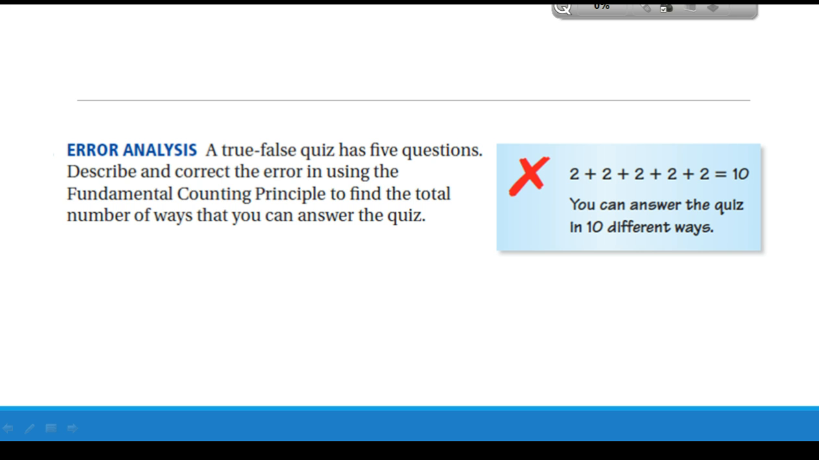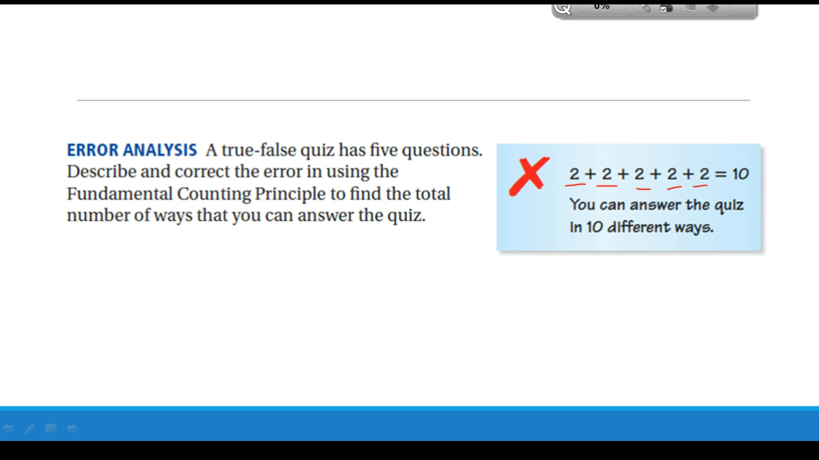Alright. So what's the deal here? What's the problem with this? So we have a true-false quiz, and it has 5 questions, so there's an error here. Well, that's right. For a true-false question, there's 2 choices, true or false. So all of these have 2 choices. That's good. And let's make sure, 1, 2, 3, 4, 5 questions. So that's right. They have the right amount of 2s. What's the problem?